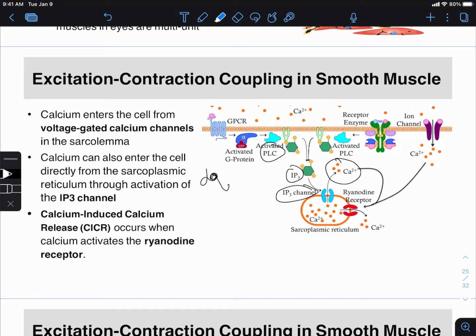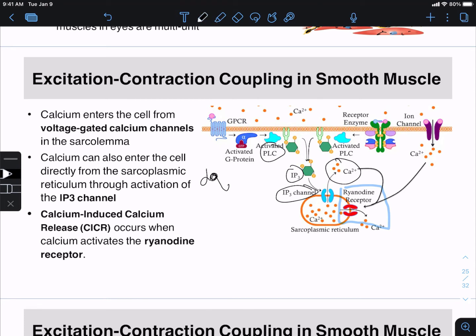In the skeletal muscle, you'll recall that the ryanodine receptor was opened by DHP. Okay, go back and look at that if you've forgotten. And the ryanodine receptor is a calcium channel, so when DHP opened the ryanodine receptor, it let calcium out. In smooth muscles, we still have a ryanodine receptor, shown right here. But instead of being activated by DHP, the ligand for the ryanodine receptor is calcium itself.